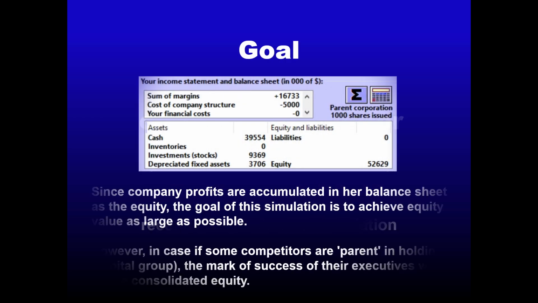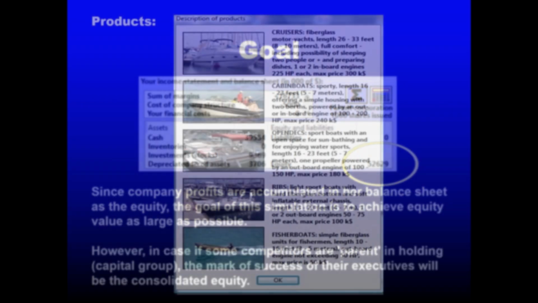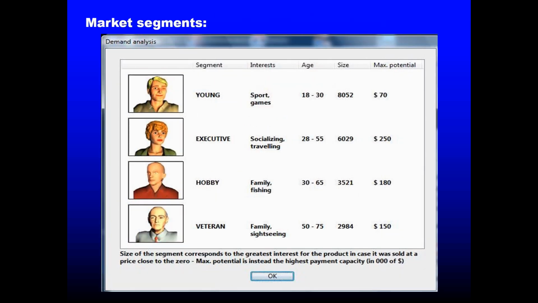Since company profits are accumulated in its balance sheet as the equity, the goal of this simulation is to achieve equity value as large as possible. However, in case when some competitors are parents in holding, capital group, the mark of success of their executives will be the consolidated equity. There are 5 products for all sort of customers, covering a large range of technical characteristics and different prices. There are also 4 customer segments, having different sizes and different money spending capabilities.